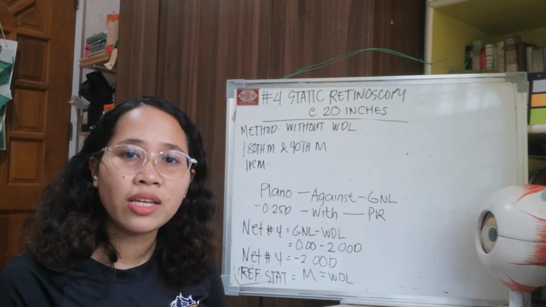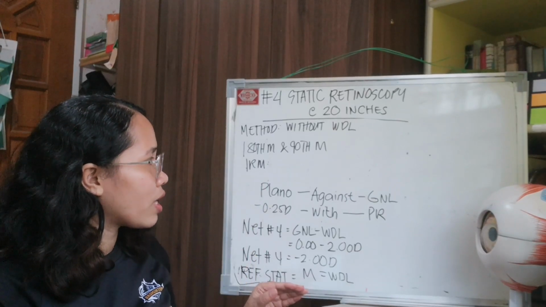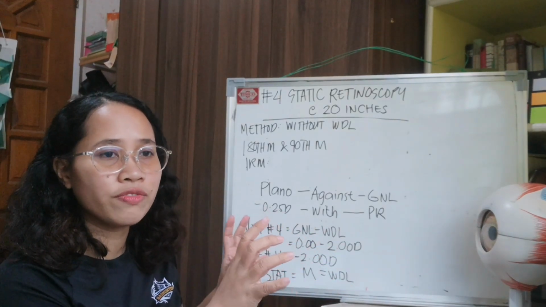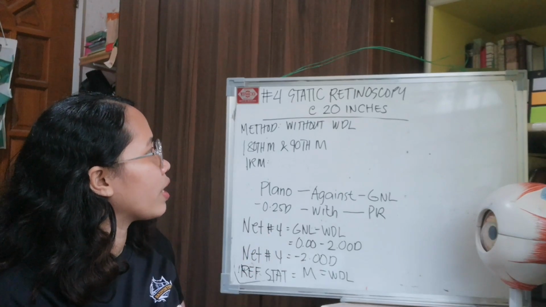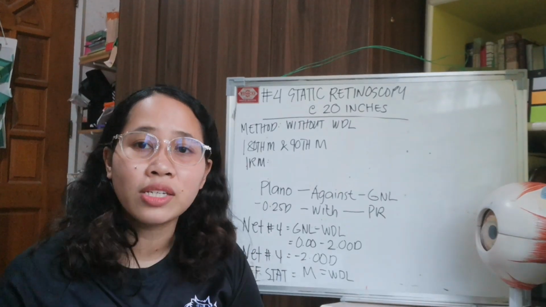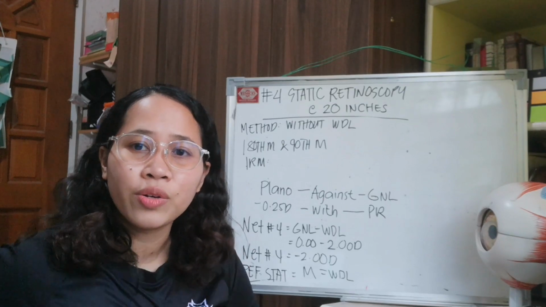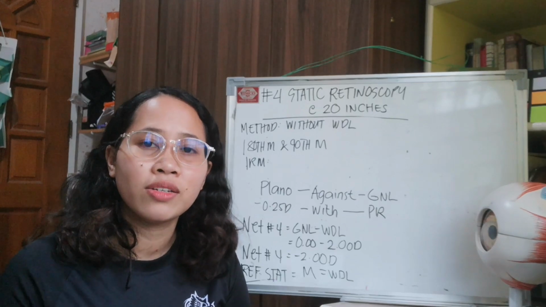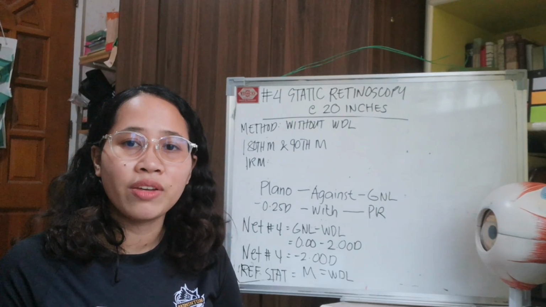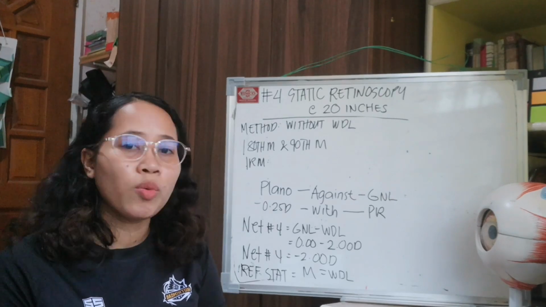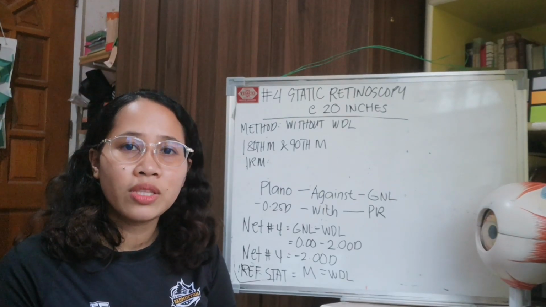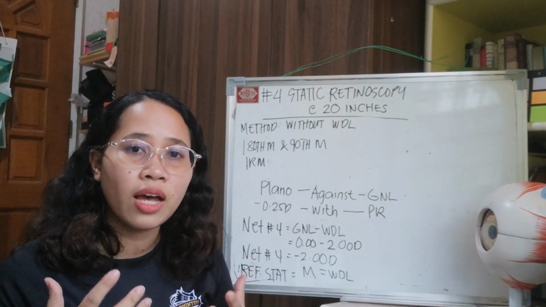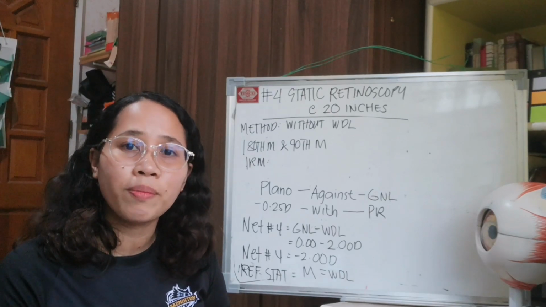And for the astigmatic error, it's the same pattern. It's just that it has two different GNL, different PR.